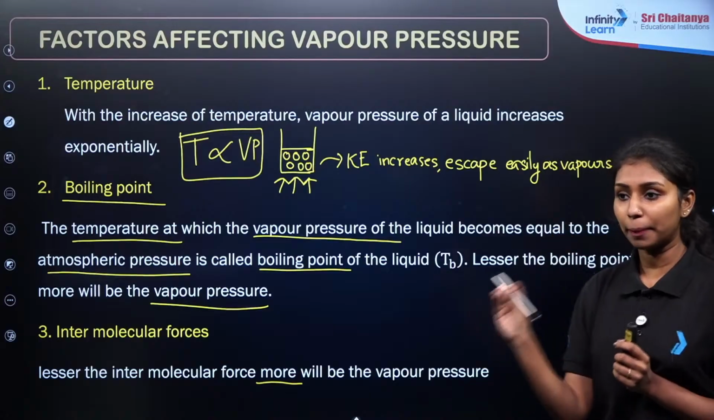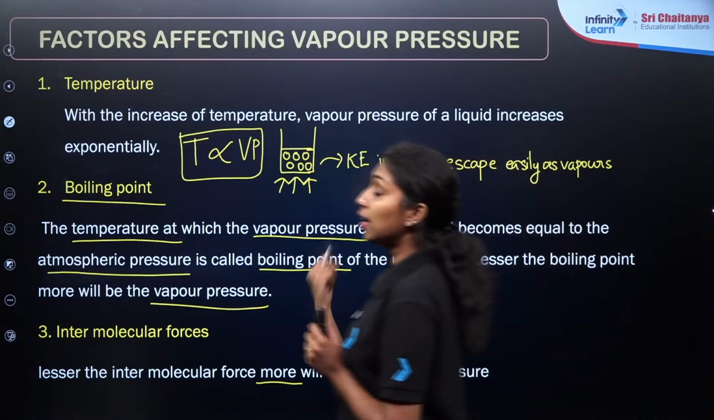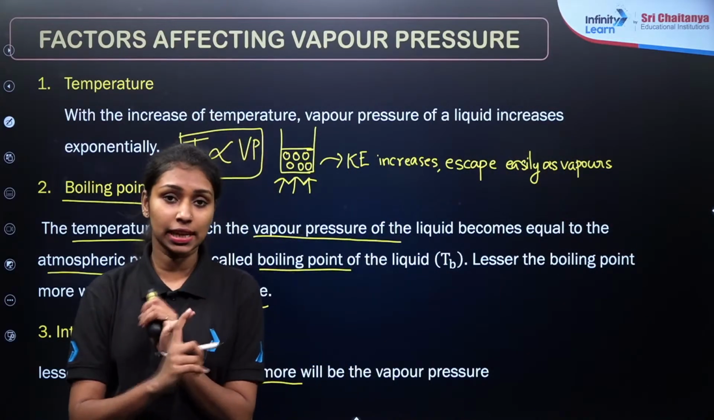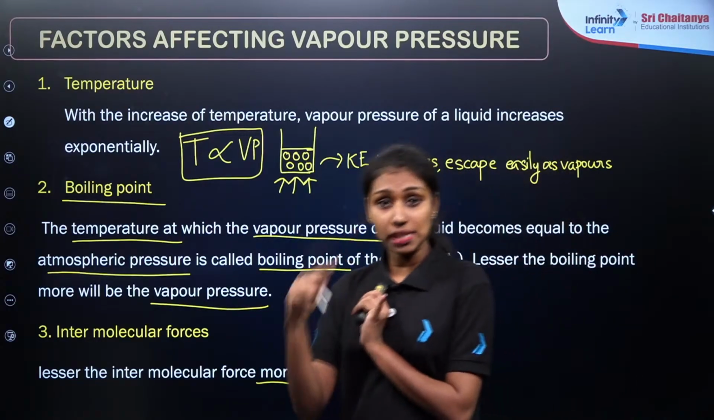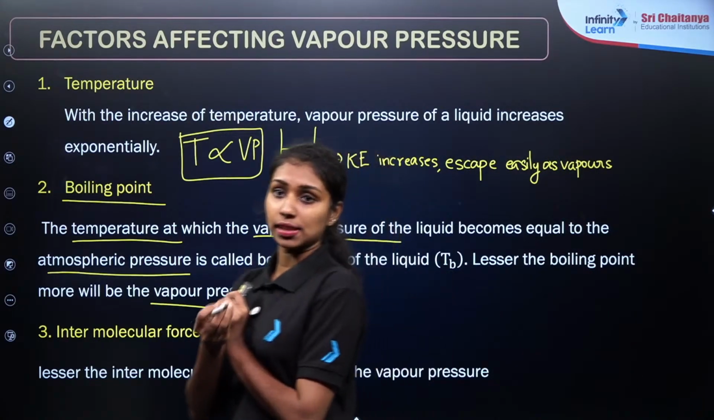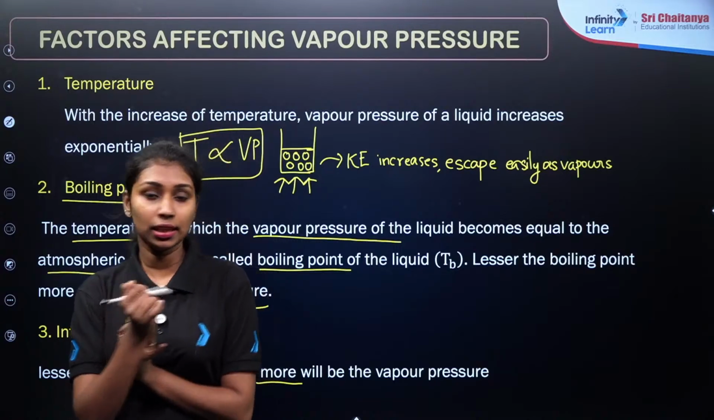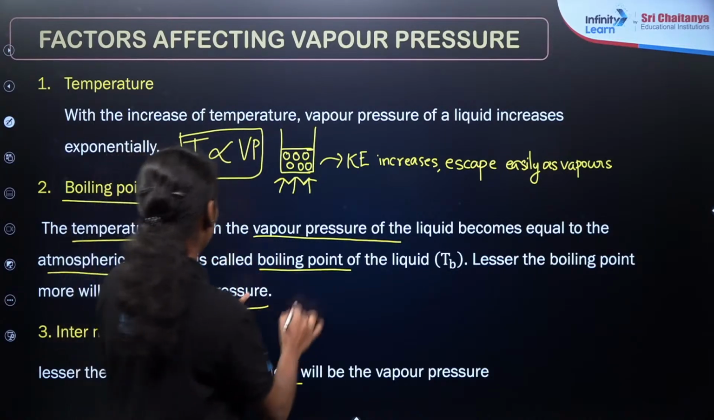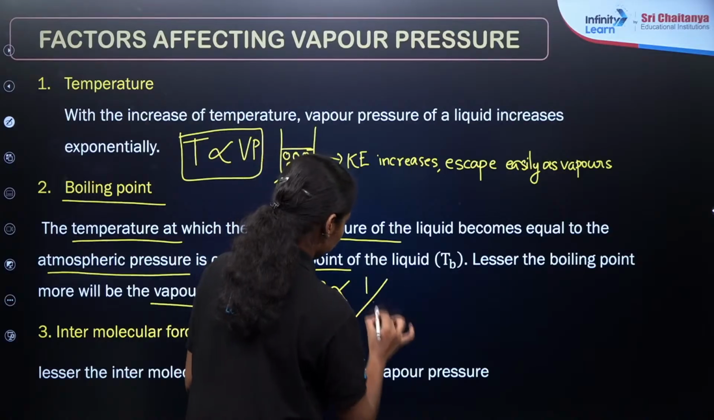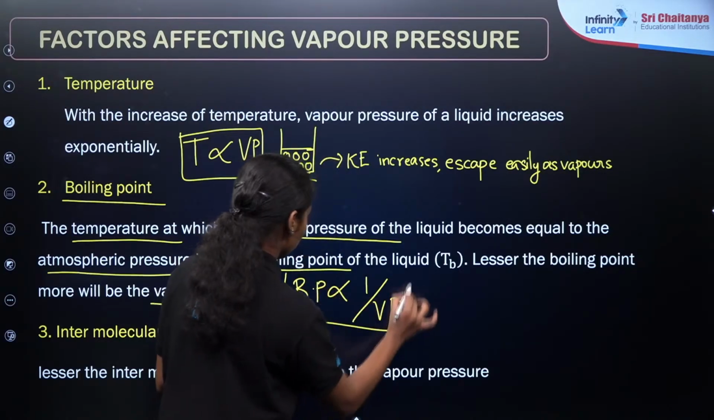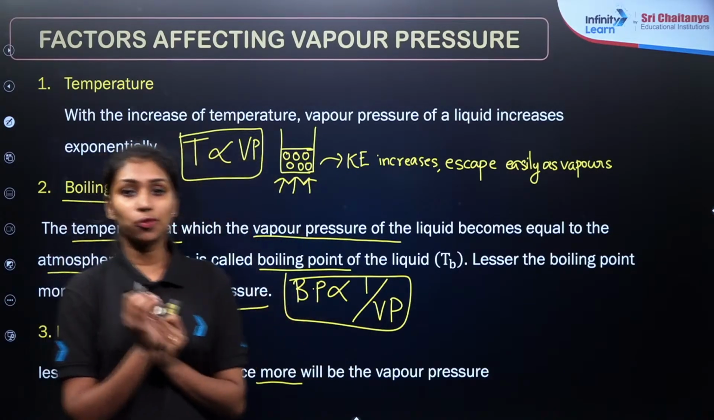So these are the three factors which affect the vapor pressure here. First one, temperature. What will happen to the vapor pressure as the temperature increases? Directly proportional, right? As the temperature increases, vapor pressure also increases. Then boiling point is inversely proportional to the vapor pressure. Then the intermolecular force of attraction, right?